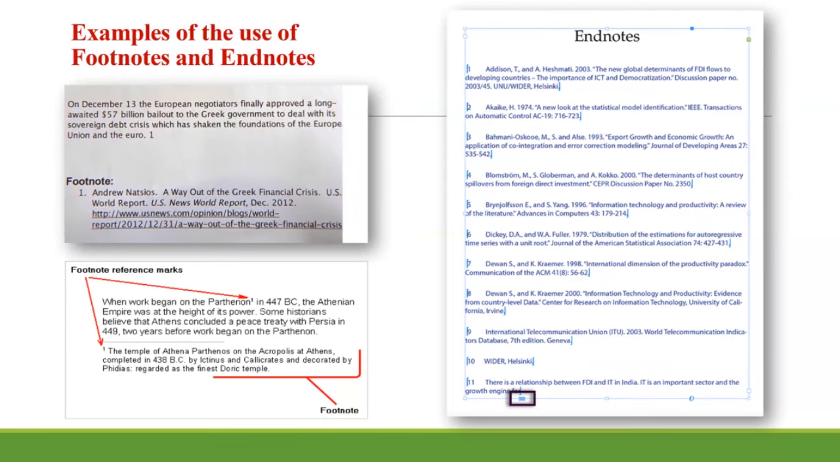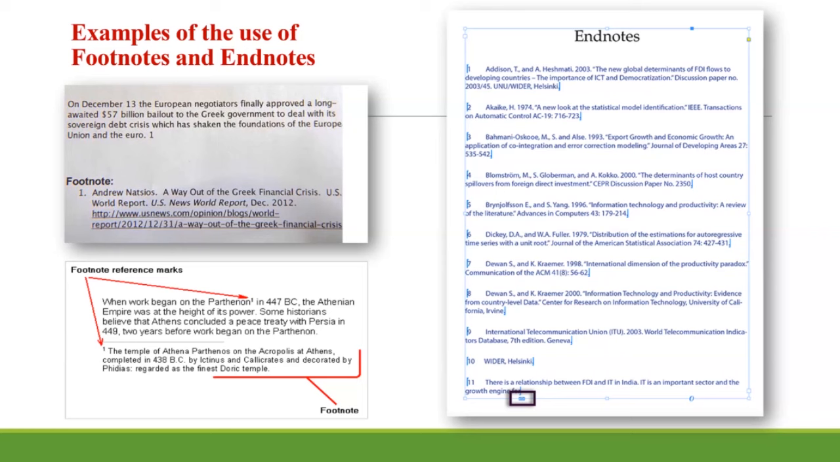So this over here on your left, you can see the example of footnotes. If you see the second image on the left, you can see that when work began on the Pantheon, there is a superscript number 1, and on the same page at the end, they will have number 1 mentioned, and a brief description: the temple of Athena Pantheos on the Acropolis at Athens. So they'll have a brief description.